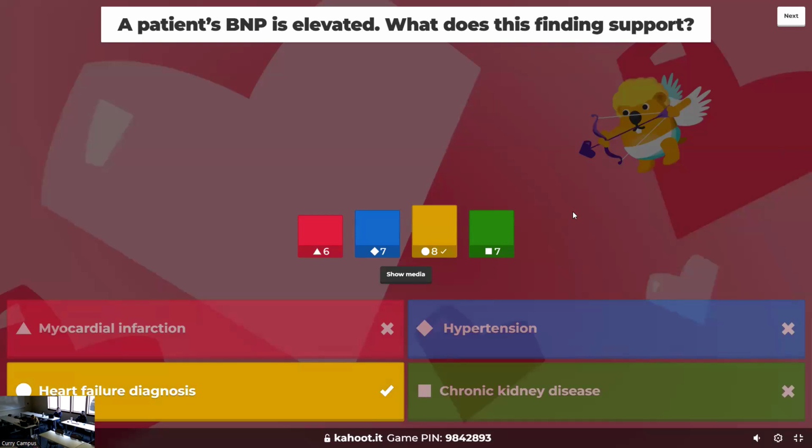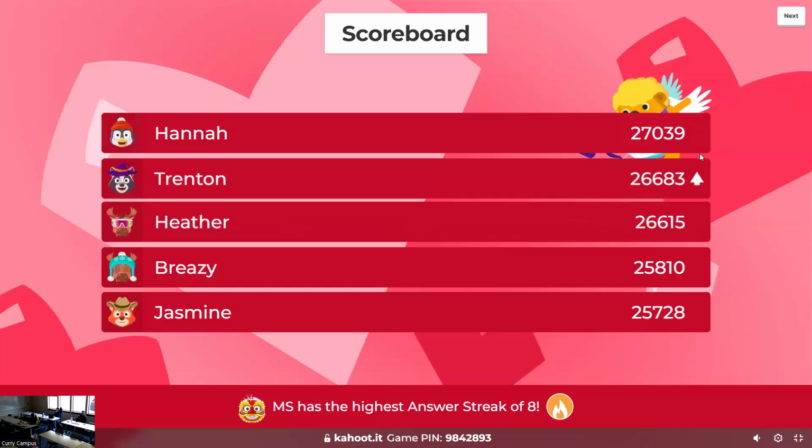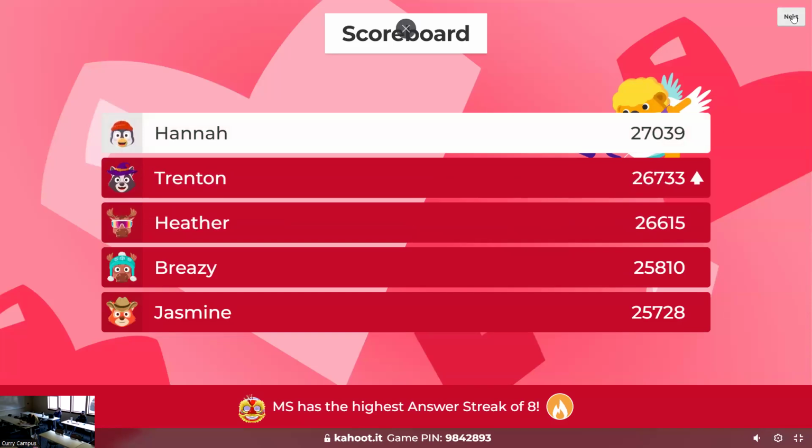BNP stands for brain natriuretic peptide. And when the heart gets stretched by hypertension or less compliance, it releases this BNP enzyme. And like if somebody has an elevated BNP, then we can diagnose them, well, the doctors can, with heart failure. So if you get a heart failure patient in clinicals, look up the BNP. 5 more minutes.